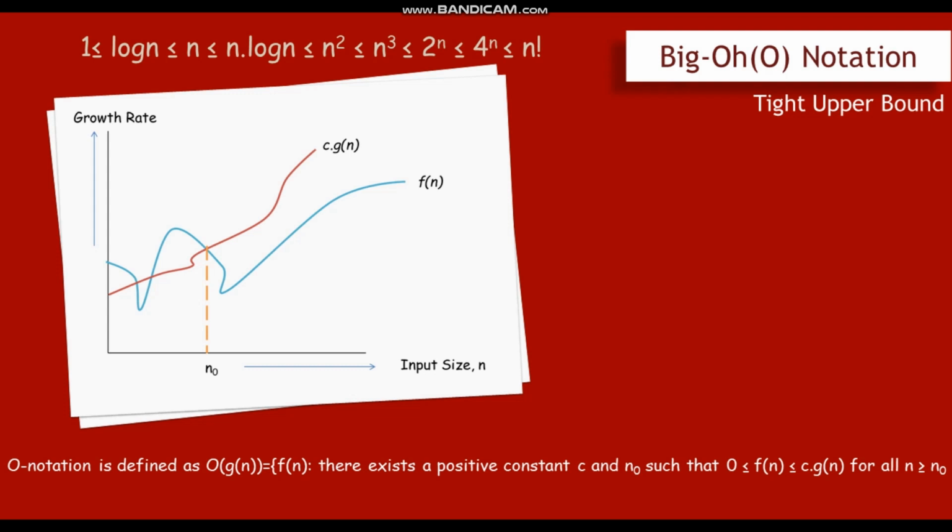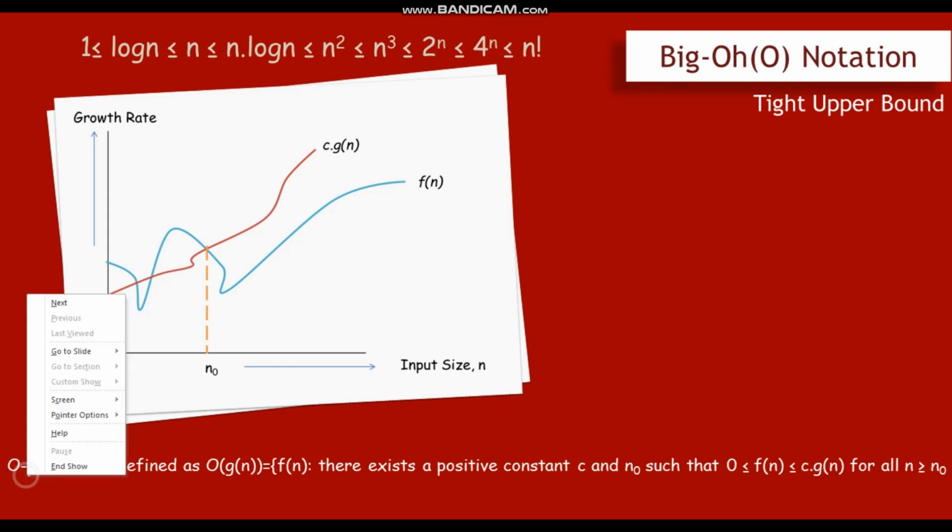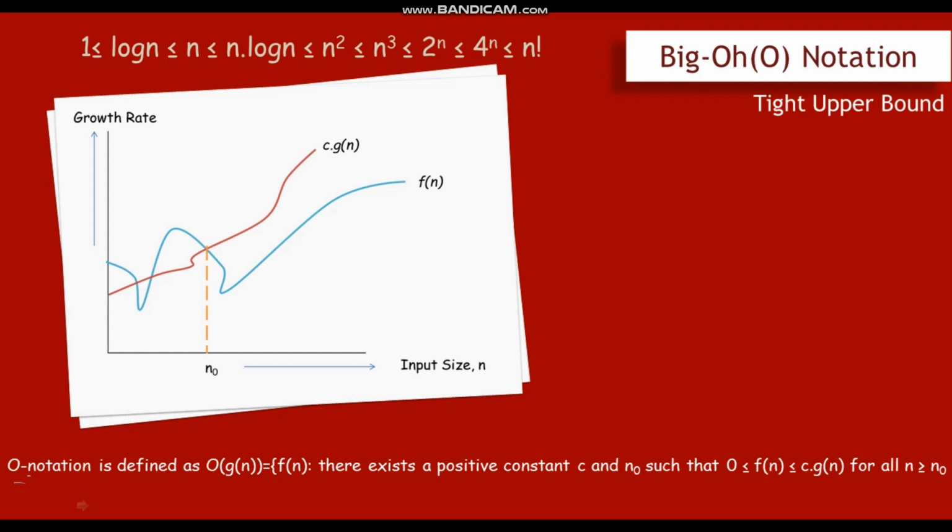The big O notation gives the tight upper bound of the given function. Generally, it is represented as f(n) = O(g(n)). O notation is defined as O(g(n)) if there exists a positive constant c and n naught such that f(n) is less than or equal to c of g(n) for all n greater than or equal to n naught.